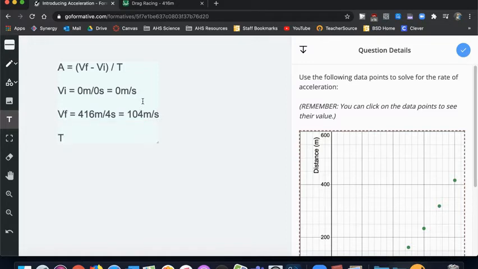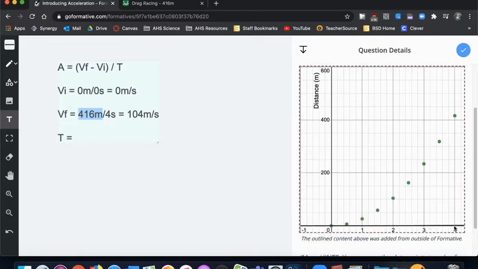So then your time value, we want to think, well, how long did it take to get to this point? And we know that because we can look along our graph and see it took 4 seconds. It's also the time we used for that data point. So our time in this scenario was 4 seconds. Now if I plug this in, I have 104 minus 0, which again, you don't really have to show, but it kind of helps you keep track of your equation here. I want to enter that, 4.